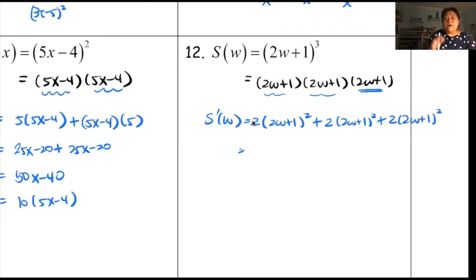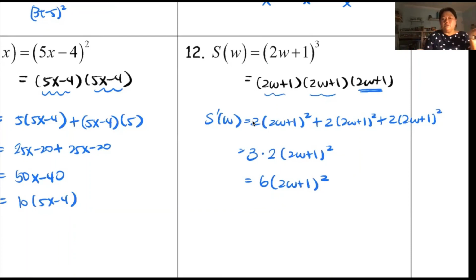So again, really you have 2w plus 1. There's 3 of these. So you have 3 times 2 times 2w plus 1 squared. All right. You don't need to multiply it out. In fact, we like our answers as factored as possible. So if you can factor, leave it as factored form and not as a multiplied out form.